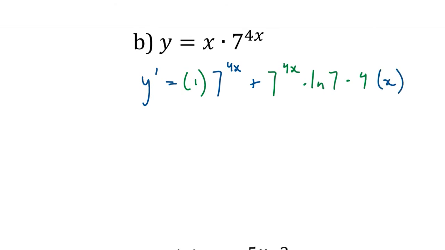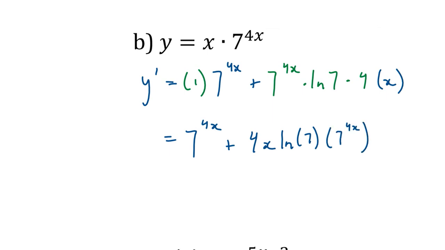How can I clean this up? Well, 7 to the 4x plus 4x ln 7 times 7 to the 4x. And you often need brackets to show where the argument of the ln part, or the logarithm part, starts and ends, whenever we're doing that. So be careful of brackets. You want to make sure that's clear.